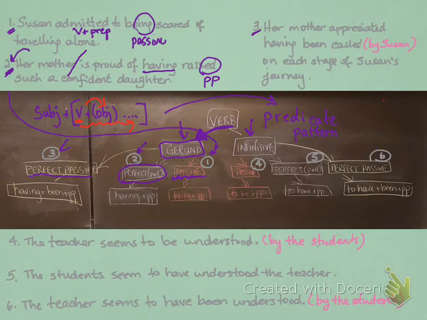And then we know that once we have this of in here, it's a preposition and it's followed by the gerund. We're showing an example of the perfect.